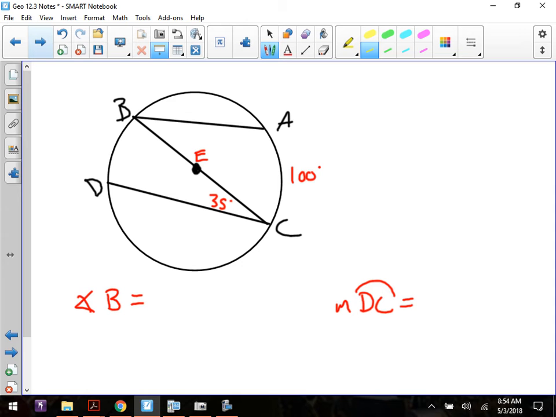Again, is there enough information to solve through everything? Okay, solve through everything. Find every angle, find every arc. That's kind of what we're going to be doing. Every angle, every arc.